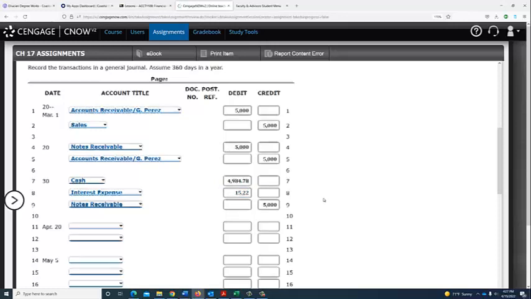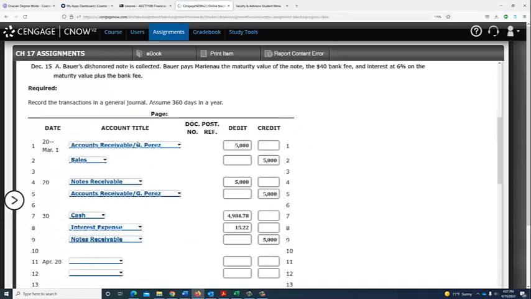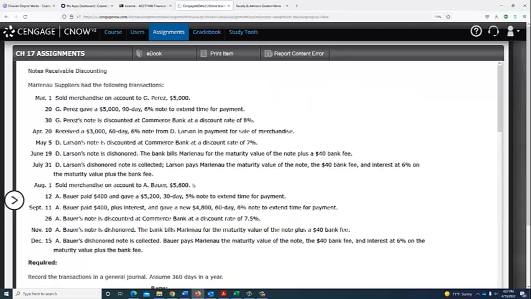Okay. Now on April 20th, we received a $3,000 60-day note from Larson in the payment of a sale of merchandise. So this note we received directly for a sale, and that was for $3,000. On May the 5th, Larson's note is discounted at Commerce Bank at a discount rate of 7%.